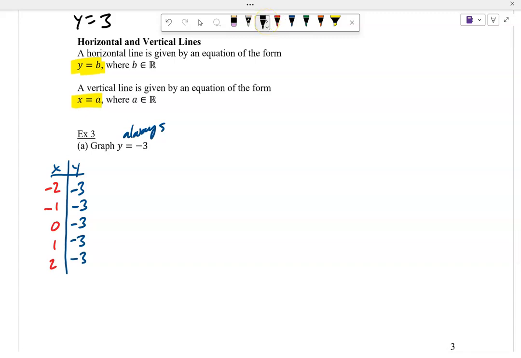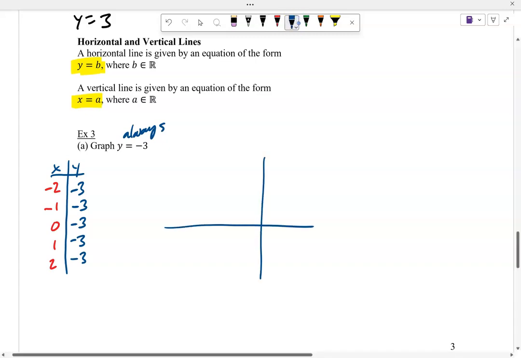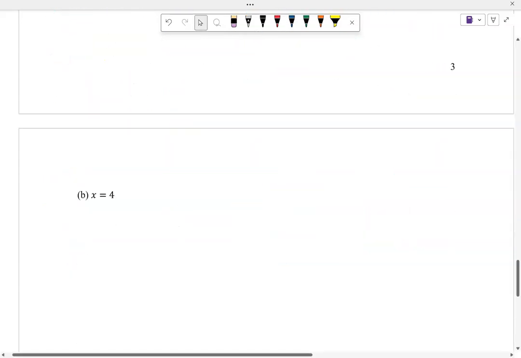Now I got a bunch of ordered pairs, and let's see what this thing looks like. I got -2, -3. There's the first one. Second one's -1, -3. Third one is 0, -3. Then I got 1, -3. Then I got 2, -3. Soon enough, you should see, oh yeah, that's a horizontal line, right? Because the y value is always -3. See the horizontal line here? So if y equals a number, it's a horizontal line at that y value. Okay? Let's do a vertical line now.